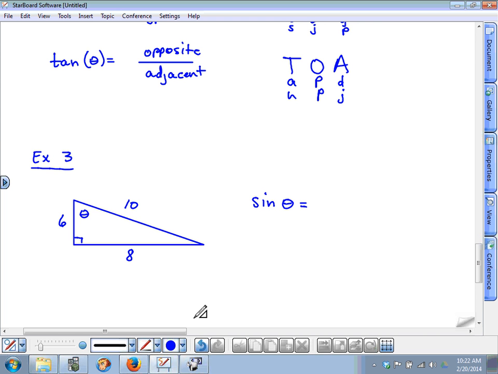Don't put it as a decimal. So here's where the angle theta is. What's opposite from it? 8. And what's the hypotenuse? 10. It's not that these problems are really hard to do. You just have to remember what the sine is, what the cosine is, what the tangent is. So the sine is 8 over 10, which simplifies to 4/5, and you just leave it. The sine of theta is 4/5. Okay? What about the cosine of theta?